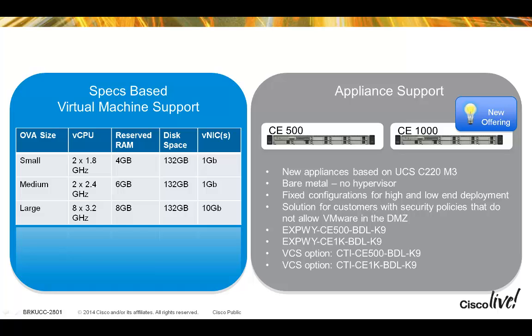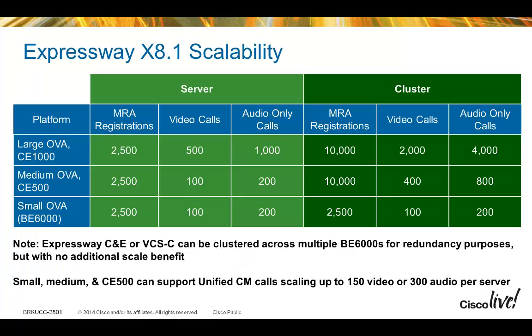The small OVA option, it's all one OVA. When you deploy it, you'll get a small, medium, large option. Small is for the business edition, 6,000 customers. Medium is basically what we've been supporting for years with virtual VCS, and maps to the same capacity as the old appliance. The large is new in X8.1. It is CPU heavy, but it's heavy because we can do 500 simultaneous video calls through it. And there's a lot of crypto required, because we're doing a lot of SRTP to RTP, and that's always a crypto-heavy function, a lot of CPU cycles.